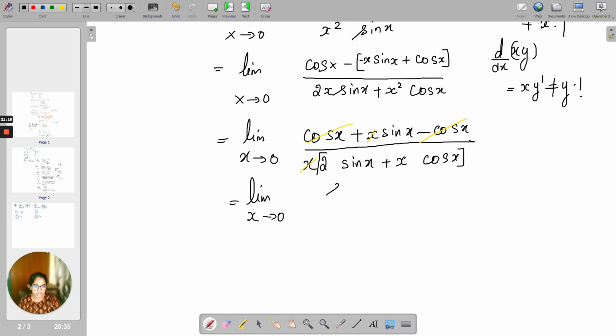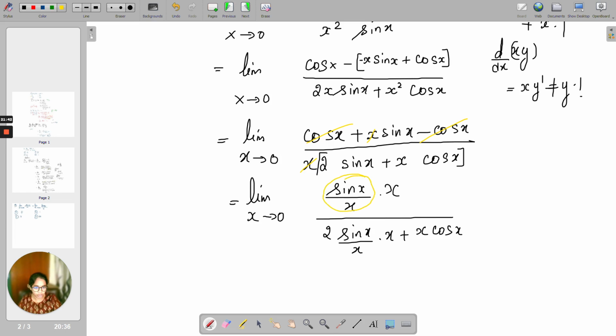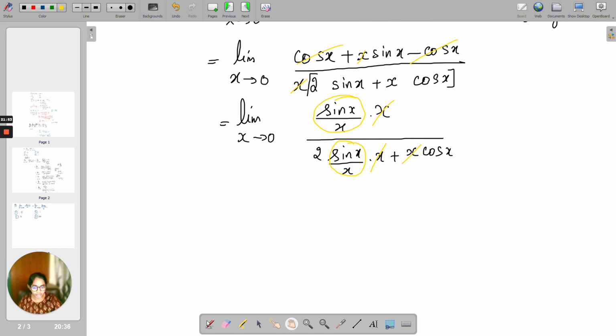Yes, so I would have to multiply and divide it by x. Yes, so this thing divided by 2 into sin x divided by x into x. Yes, I would get x cos x. Okay, so now what happens? This term is 1, agree? This term, this is 1 and this is also 1. Yes, we have x here and even 1x here. So everything gets cancelled. So what do we get at the end?